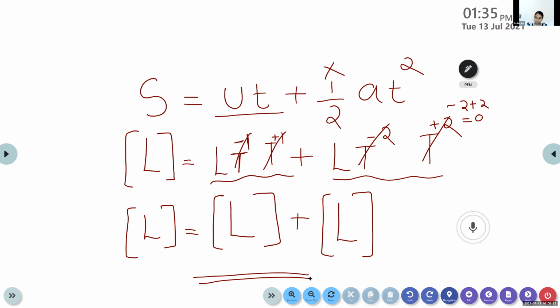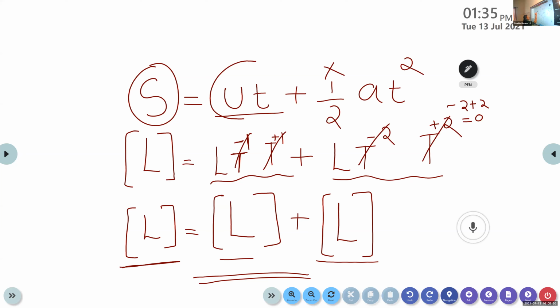Yes. It obeys the principle of homogeneity, because according to the principle of homogeneity, an equation is said to be correct if the dimension of each term on either side of the equation is the same. So here we have the terms displacement S, the first term ut, and the second term at square. All these three terms have the same dimension, that is L. So it obeys the principle of homogeneity, and we can say this equation is right: S is equal to ut plus half at square. Is it clear?